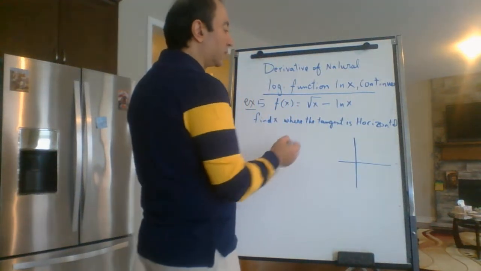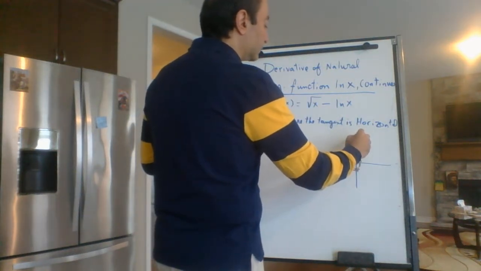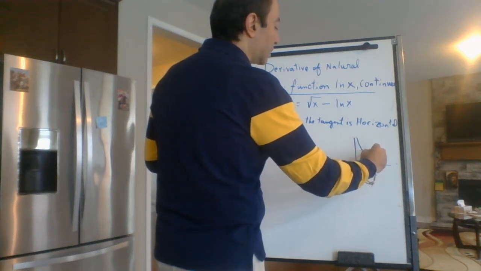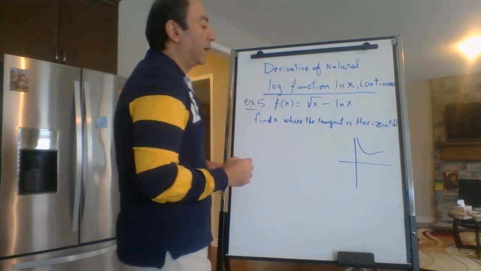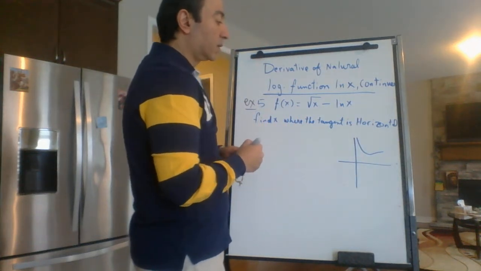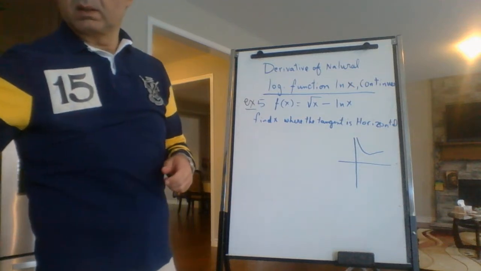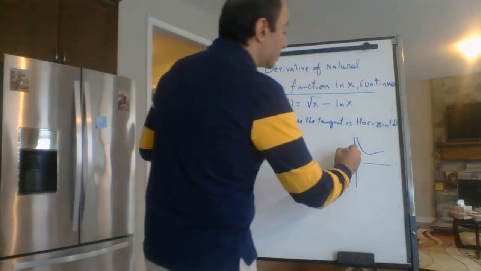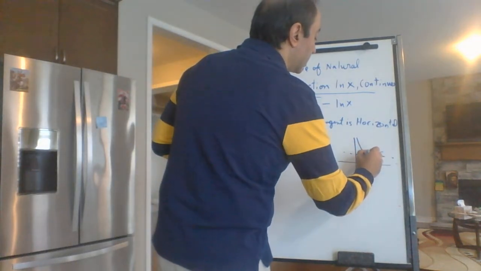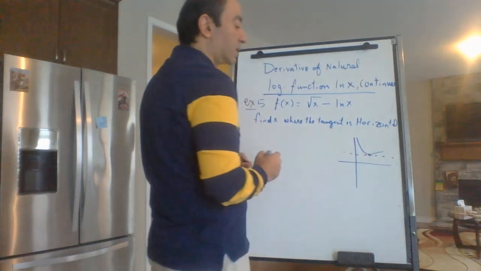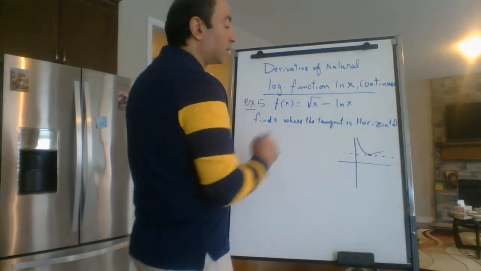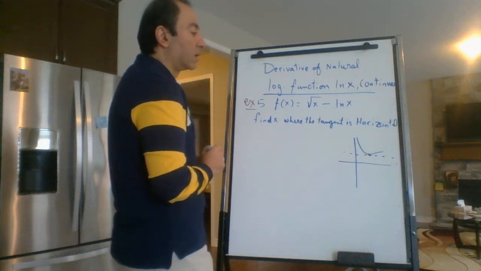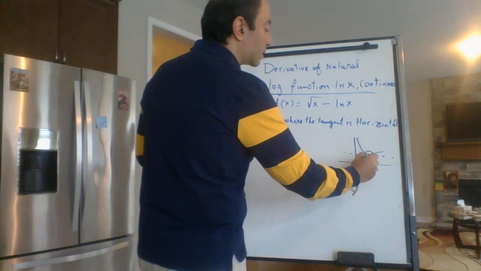The graphical meaning of this is a curve. I don't know how it looks, but probably it would be something like this. And there is a point where the tangent is horizontal, which is the minimum point, the minimum value for y. We need to find this point. What is x at this point?